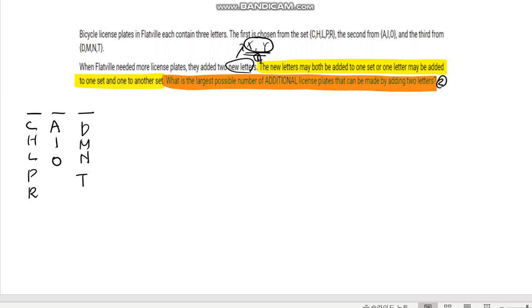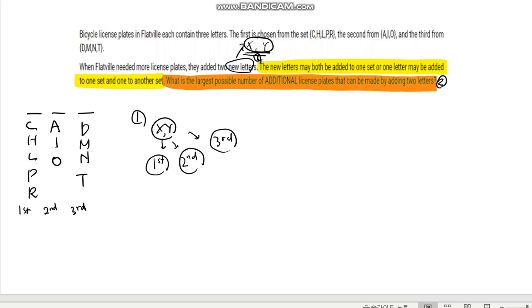So for 1, it says the new letters may both be added to one set. What that means is X, Y are in the same group, and it could go to the first set. Let's just say this is the first set, the second, and then third. So XY could go to the first set or the second set and into the third set.